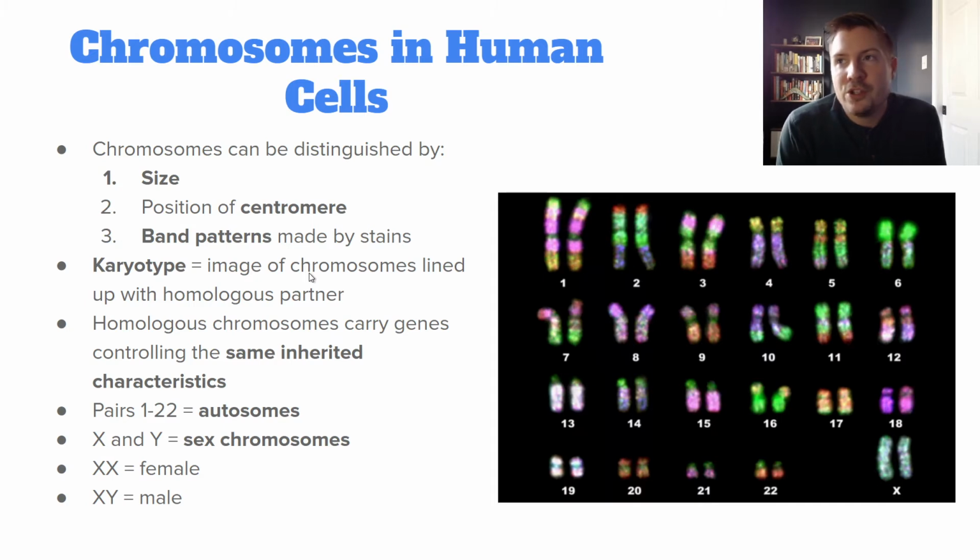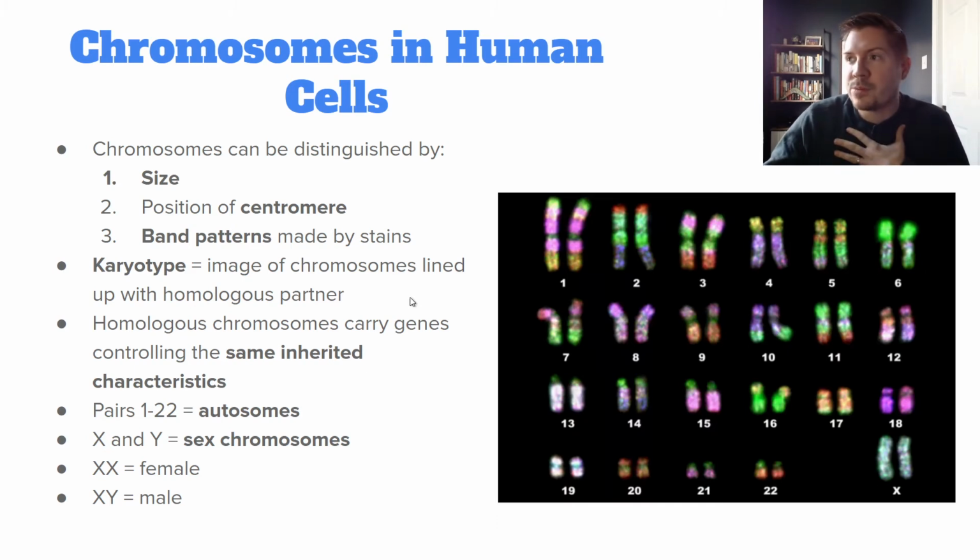And so in human cells, we can tell the chromosomes apart by their size, where the centromere is, and the banding patterns. So we can stain the chromosomes and then see different banding patterns, and this allows us to tell them apart. This kind of picture is called a karyotype, where we line up all the chromosomes in order with their homologous partner. So the 2 copies of chromosome 1 are lined up, the 2 copies of chromosome 2, and so on. Homologous chromosomes are chromosomes that are not identical, but they carry the same rough sequence of genes.